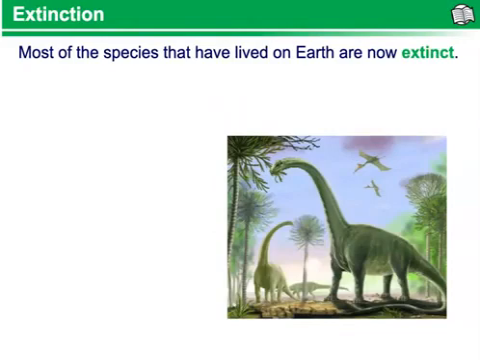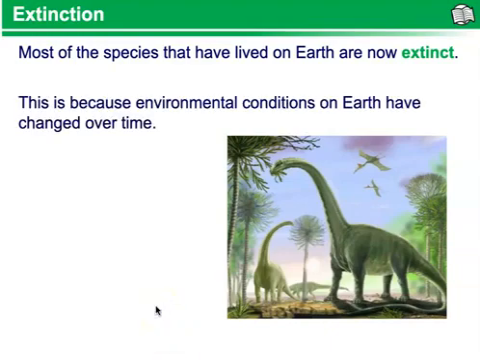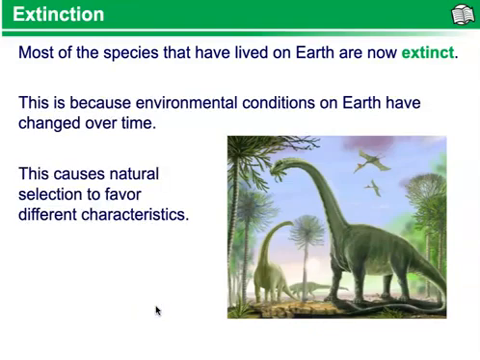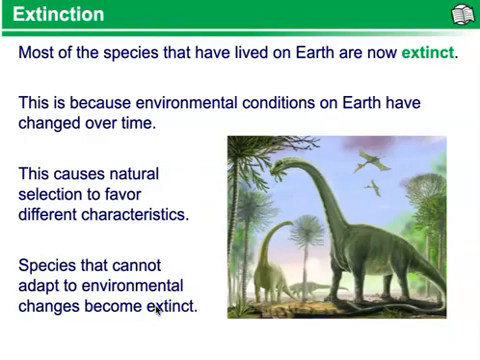Extinction also plays into this theory. Most of the species that have lived on Earth are extinct today. This is because environmental conditions on Earth have changed many times over the history of Earth. This causes natural selection to favor different characteristics. Species that cannot adapt to environmental changes become extinct. It is thought that over 99% of species that have ever lived on Earth are extinct.